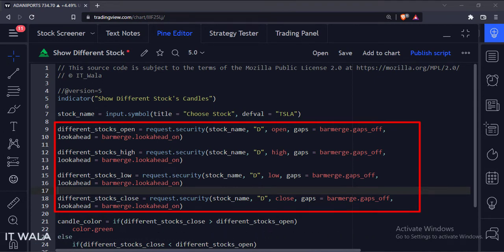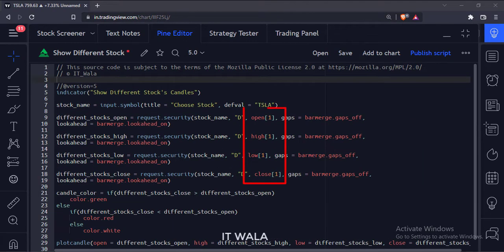This indicator is designed to be used at the end of the day, that is why I haven't written bracket 1 in front of these open, high, low, and close values. If you wish to use this indicator at the real market time, make sure you write bracket 1 like this. Otherwise, this indicator would repaint while working in real time.